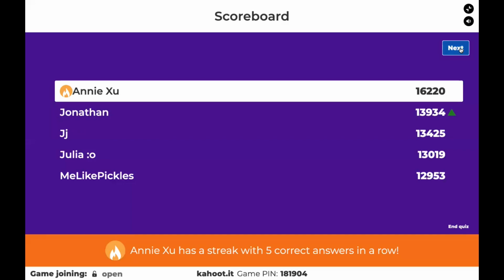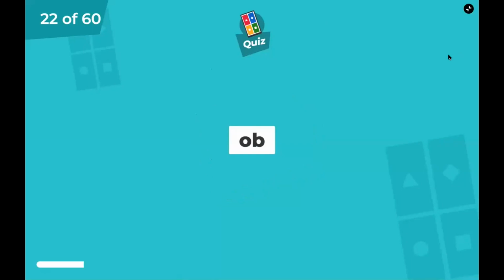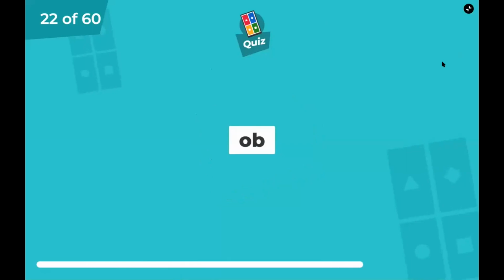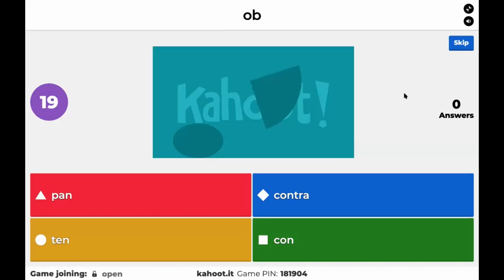Annie with 5 incorrect. Okay. Next. Ob. So these are the twists. There are other roots, and you have to find the root with the same meaning. So ob: red is pan, blue is contra, yellow is ten, and green is con.